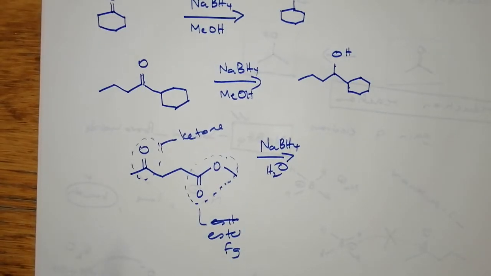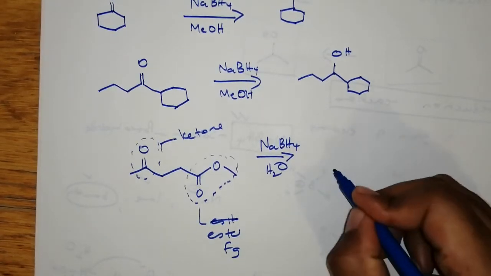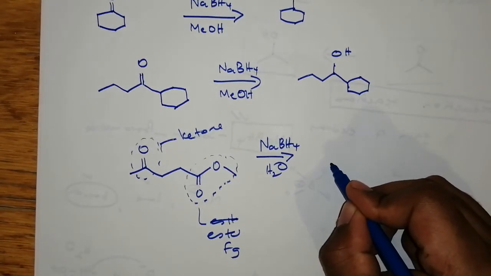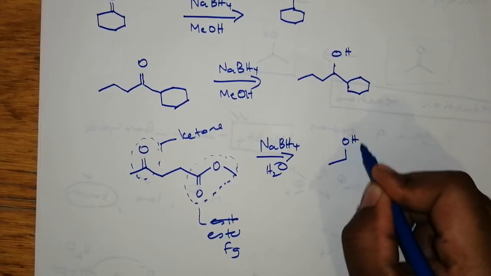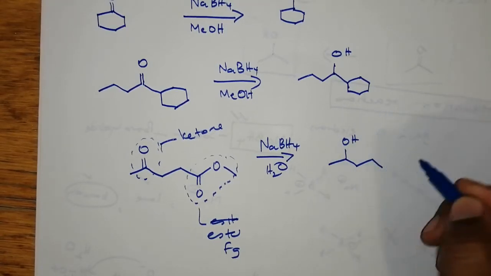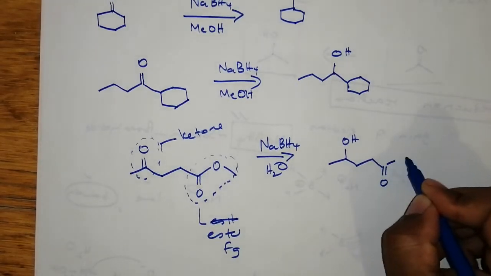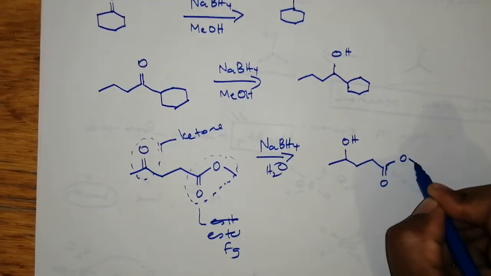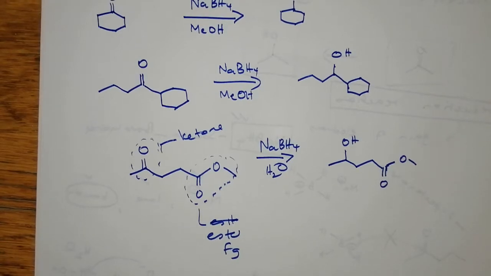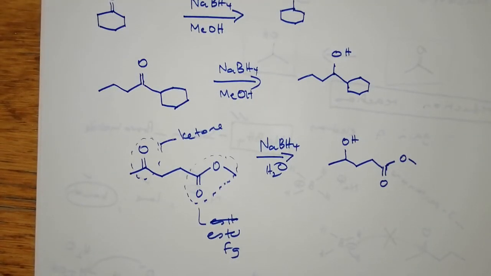And remember, guys, that we said sodium borohydride can only reduce ketones and aldehydes. So the structure that is going to result here is going to be this. All right. Then we've got our ester there, unchanged. So that is quite important, guys, to know.